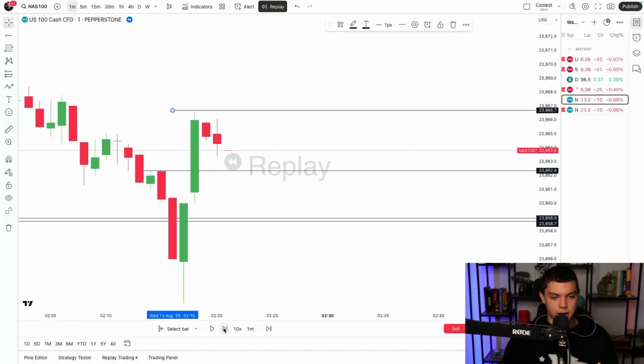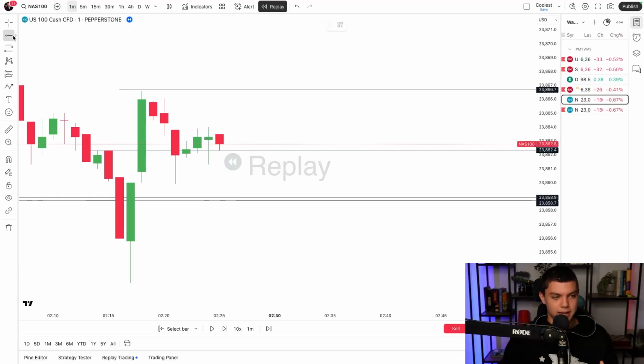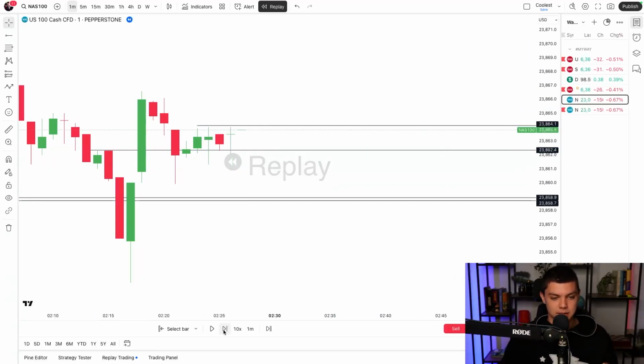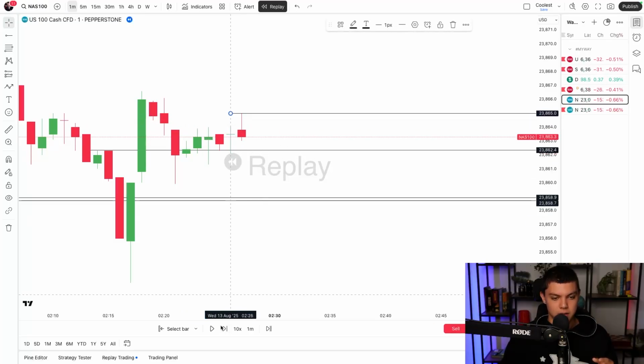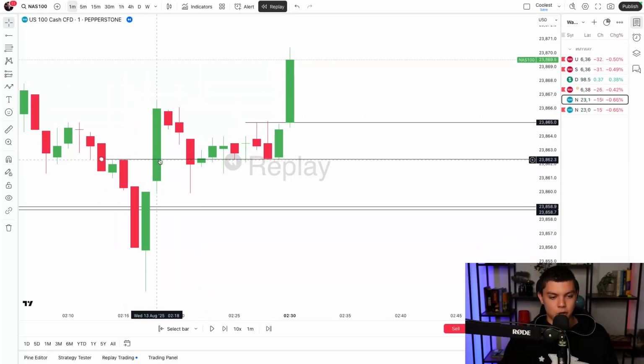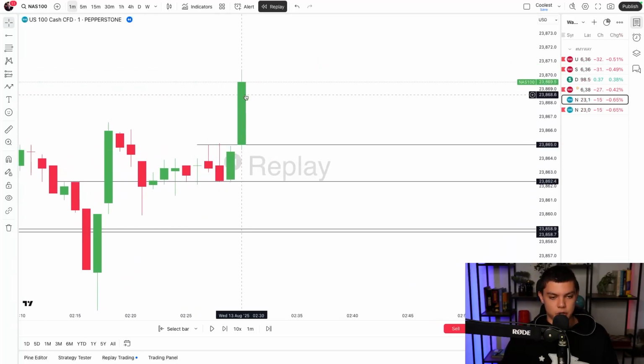Let's see if it gets broken above. It doesn't yet. We actually create a new high. Remember, the most recent high counts in this case. So there's a new high, doesn't break yet. We actually create a new high right here. And then we finally break above the second time. So this is our break of structure number one. This is our break of structure number two.